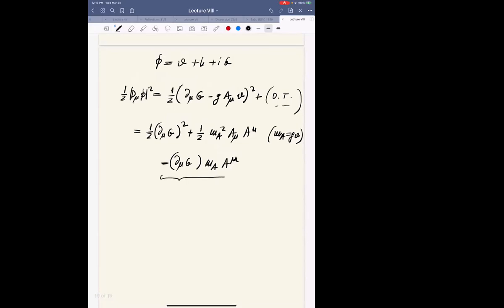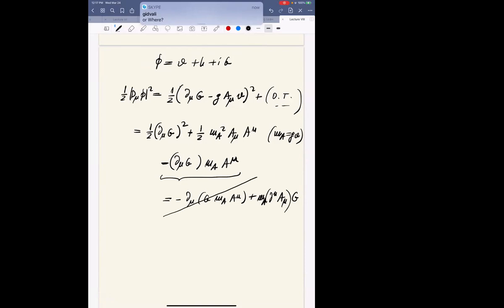This term is very important. You agree that I can write it as minus d mu of everything plus M_A d mu A mu times G. Agree? I will get rid of this. It's a total derivative. I don't need it. It's not affecting any of my equations of motion. So I'm left with this term.